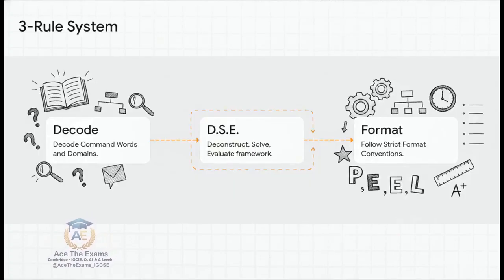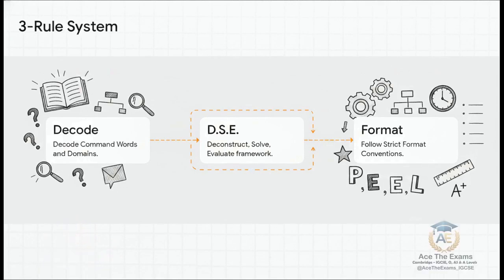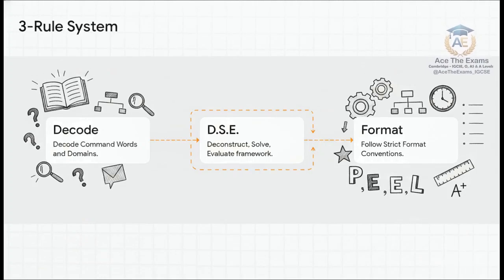So here is your complete, bulletproof 3-rule answering system. Rule 1. Decode the command words and domains. You need to instantly recognize whether the question is testing your baseline knowledge, your application skills, or your deep analytical reasoning. Rule 2. Apply the deconstruct, solve, evaluate framework using the PEEL method. Identify the given info, solve it systematically step by step, and evaluate your findings with a justified conclusion.